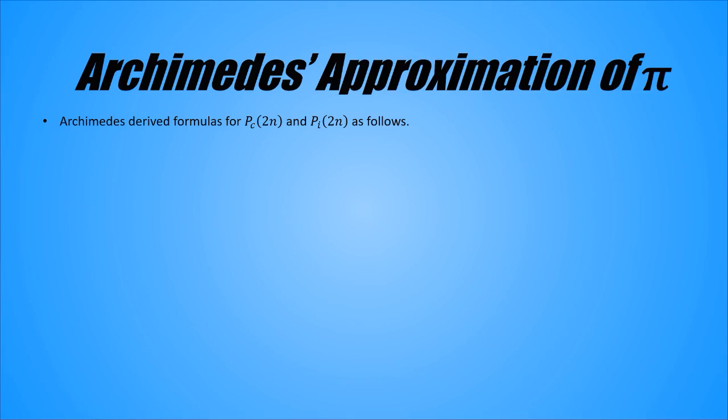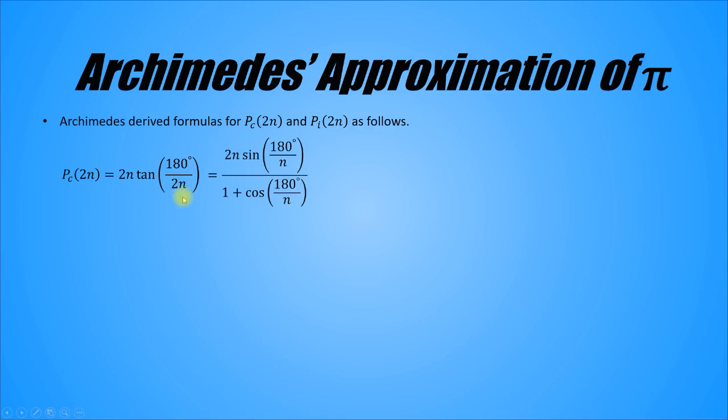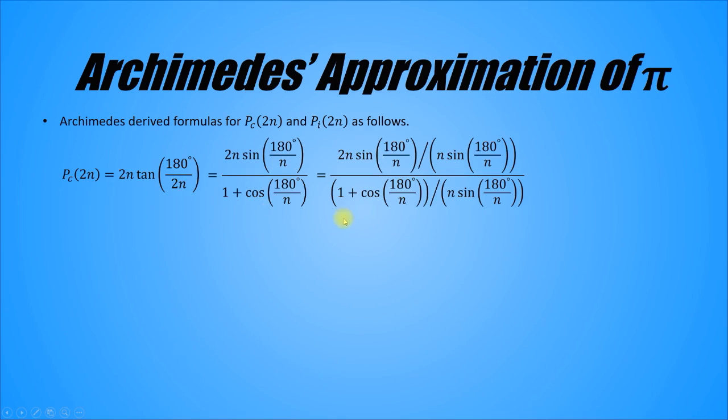Okay, here we go with the derivation. Here's the formula for PC with 2n plugged in for n. Notice that the angle of 180 over n has been cut in half. So, I can use the half-angle formula for the tangent function, which I've done right here. In the next step, I'm going to divide the numerator and denominator by n sine 180 over n. When I do that, the numerator simplifies to 2. Everything here cancels except the 2.